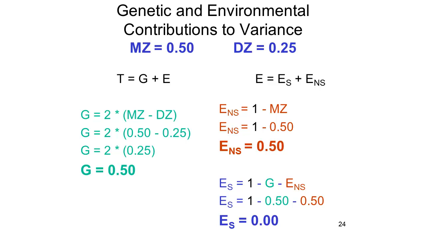And one more. Monozygotic twins, correlation of 0.5. Dizygotic twins, correlation of 0.25. Double the difference, 50% of the population variance is attributable to the genes. 1 minus the MZ correlation, 50% of the population variance is attributable to the non-shared environment. What's left is nothing. None of the population variance is attributable to the shared environment.